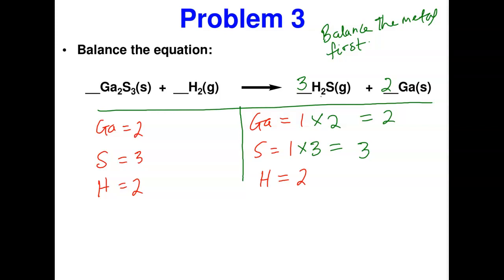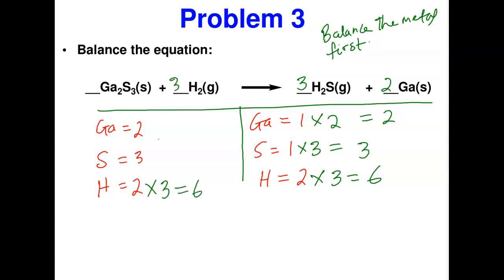However, in balancing my sulfur, I've messed up my hydrogen. So 3 times 2 means my hydrogen is multiplied by this to give me 6. How do I fix it? I go back this way. Hydrogen only occurs on one side, so it's easy. I'm going to fix this by multiplying this by 3, and that gives me 6.